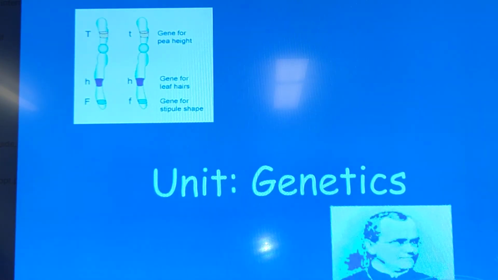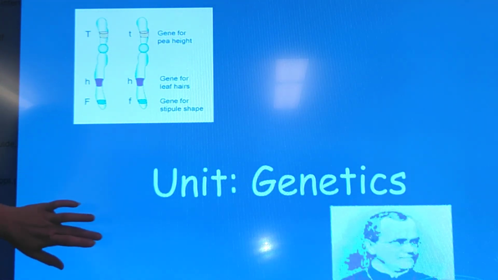Okay, our next unit is genetics. Gregor Mendel is considered the father of modern genetics.